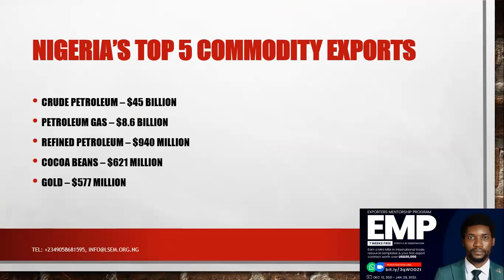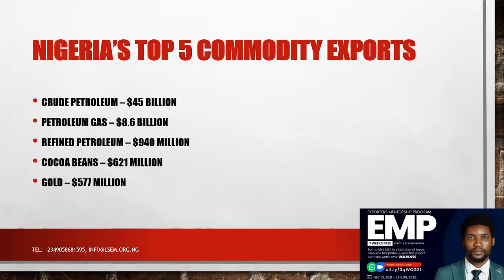So Nigeria's top five commodity exports are crude petroleum, petroleum gas, refined petroleum, cocoa beans, and gold. If we look at it for some years now, petroleum and petroleum products have always been the top exports from Nigeria. But before the advent of petroleum, we all know that Nigeria was the top exporter in Africa when it comes to some of the agricultural commodities like groundnuts, cocoa beans, and others. And we've all heard different stories of how the Awolowos, the forefathers of the country, actually built Nigeria on foreign exchange that is gotten from agricultural commodities exports.